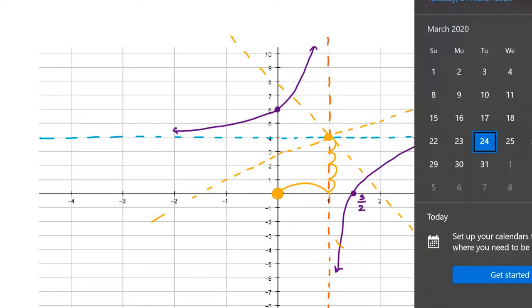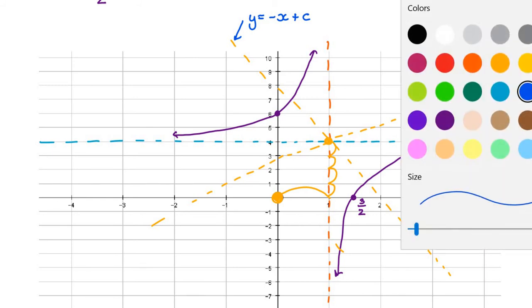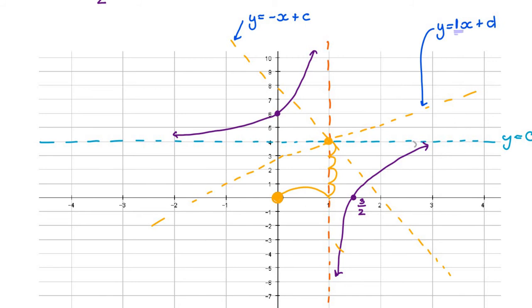It's still y is equal to 1x, because I haven't changed the slope of the graph, but I've changed the y-intercept. So I'm going to write plus d. And this graph is y is equal to negative x. I haven't changed the slope, but I've moved it left and right and up and down, so I've changed my y-intercept. I have no idea what this y-intercept is yet, but most importantly, my gradient didn't change. You never change the gradient in the axis of symmetry. It's just that I need to know what is c and what is d.